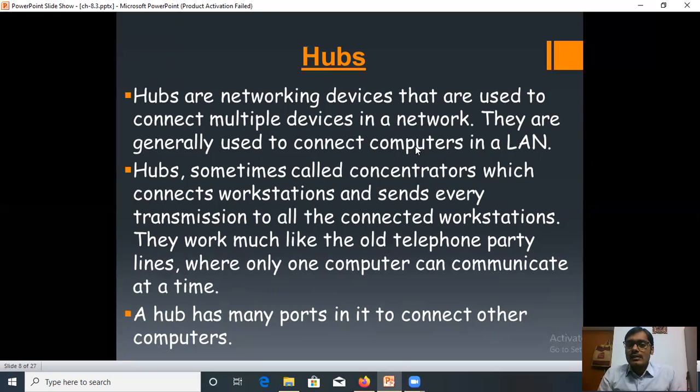Hubs, sometimes called concentrators, connect workstations and send every transmission to all the connected workstations. They work much like the old telephone party lines, where only one computer can communicate at a time. So this is the demerit of a hub. Only one computer can communicate at a time. And a hub has many ports in it to connect other computers. So this hub is a device which was used earlier, but now it has been replaced by switches and routers.